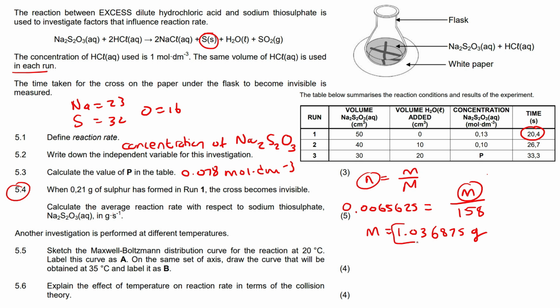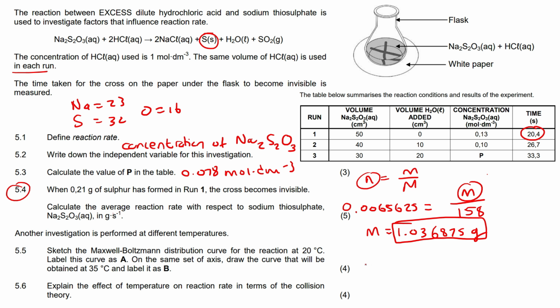So this is the amount of sodium thiosulfate that actually reacted. So that is the amount that you can use to work out the reaction rate. You don't need to know the initial and the final. You just need to know the change. But this is the change because this is the amount that was in the reaction. So that is the change.